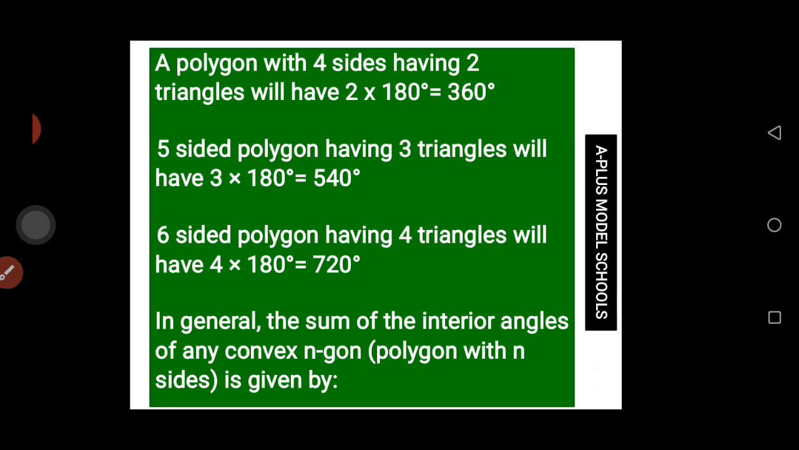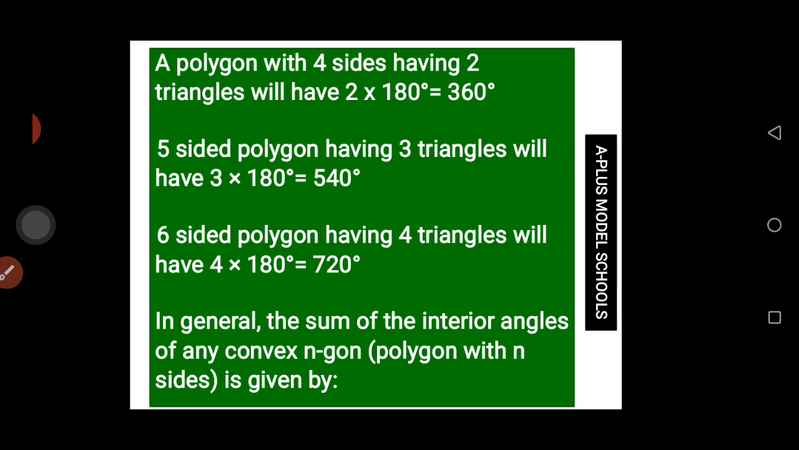Also, a 5-sided polygon: 5 minus 2 gives us 3 triangles, and the number of triangles, 3, multiplied by the sum of angles in a triangle, 180, gives us 540 degrees. Also, a 6-sided polygon: 6 minus 2 gives us 4 triangles. We have 4 times 180 degrees, which gives us 720 degrees.